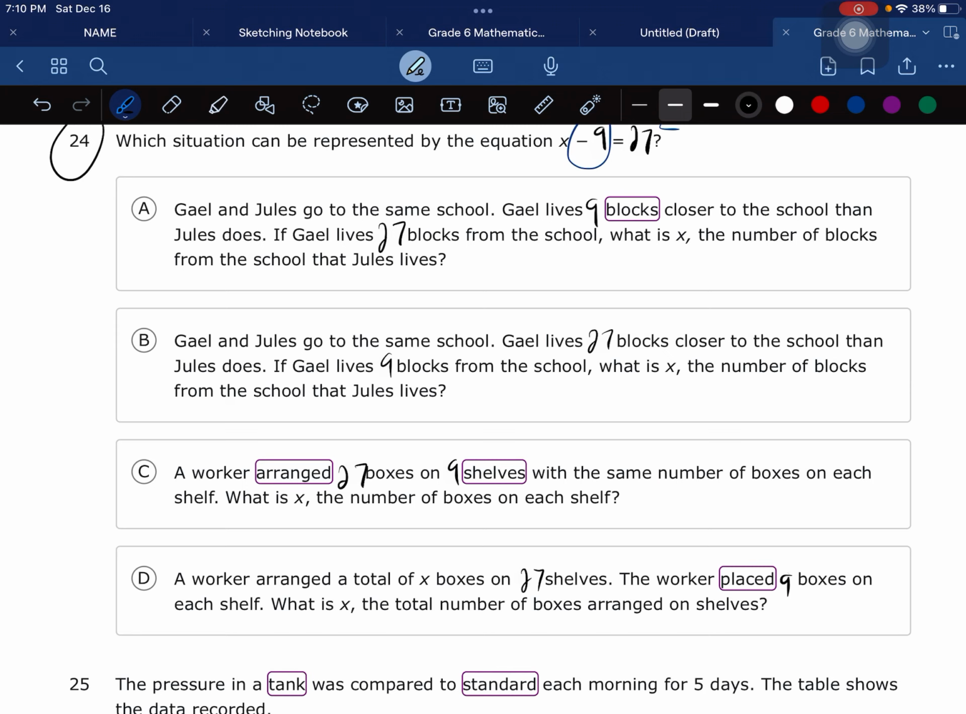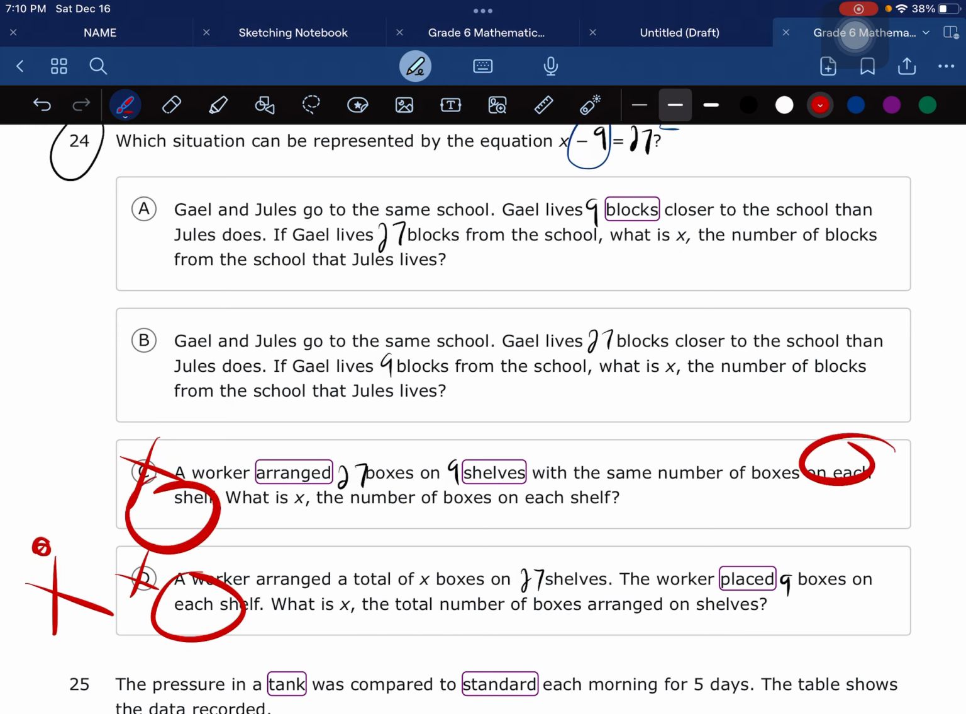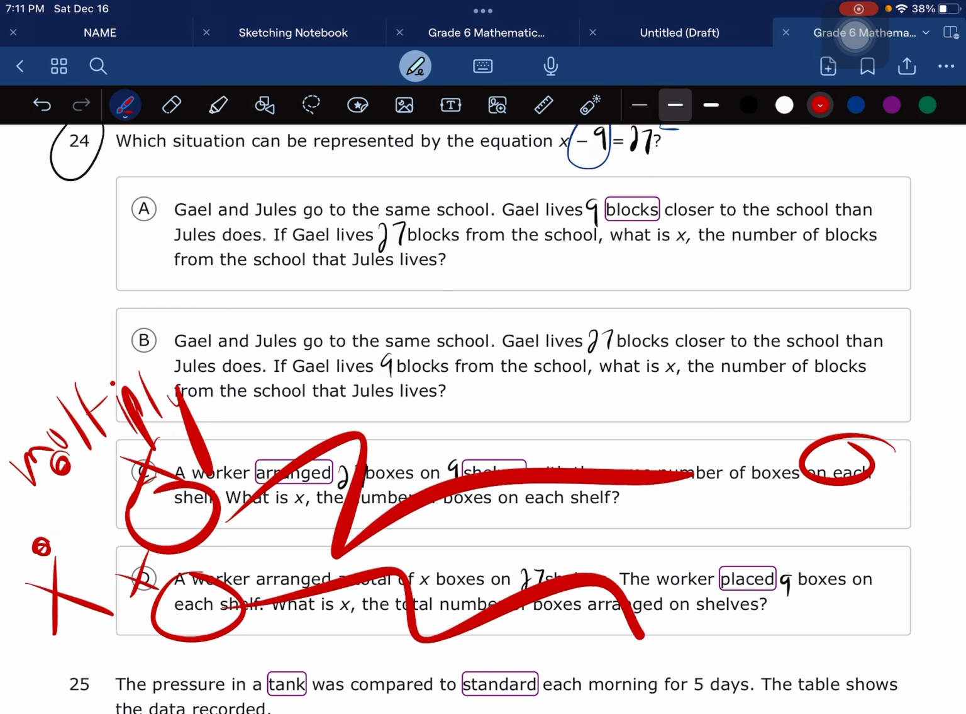Now, in this case, we're going to find the two that make no sense, that you're not subtracting 9. D and C. You know why? Because D says on each shelf. So here you're multiplying. A worker arranged with the same number of boxes on each shelf. You're multiplying once again. We are not multiplying right now, chicos. Ahorita no estamos multiplicando. So these are out.